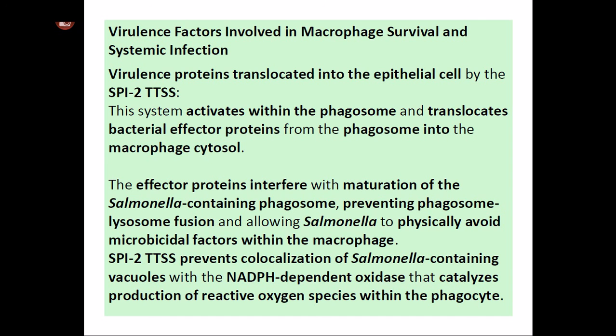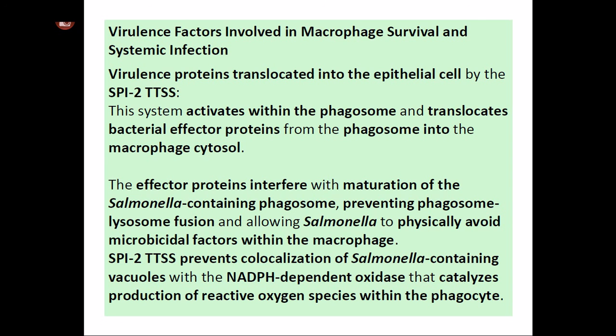Now the effector proteins they produce will interfere with the maturation of the Salmonella containing phagosome, thus preventing the phagosome and lysosome fusion. That is probably the most important part for Salmonella to survive inside the phagocyte or macrophage, because it needs to block the phagolysosome fusion, otherwise the bacteria will die due to the acid stress, and they are deliberately doing that using SPI2 mechanisms here.